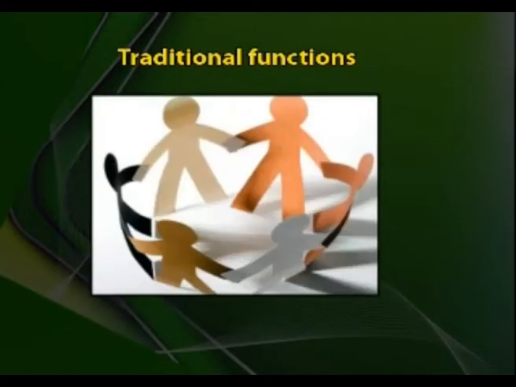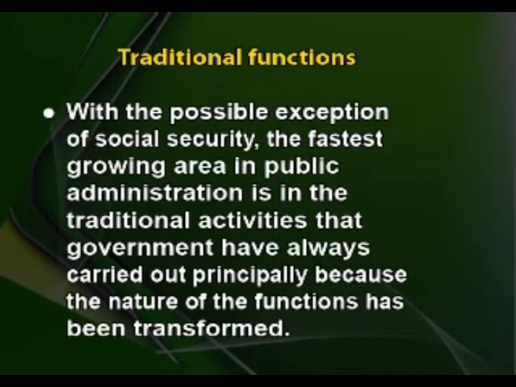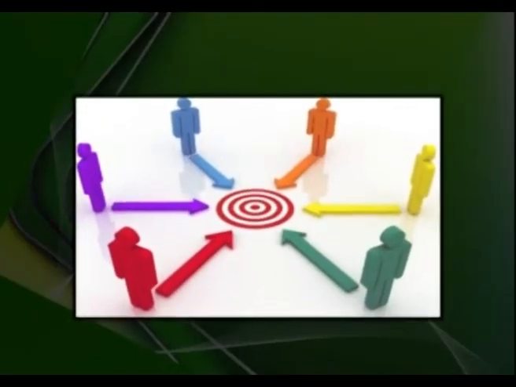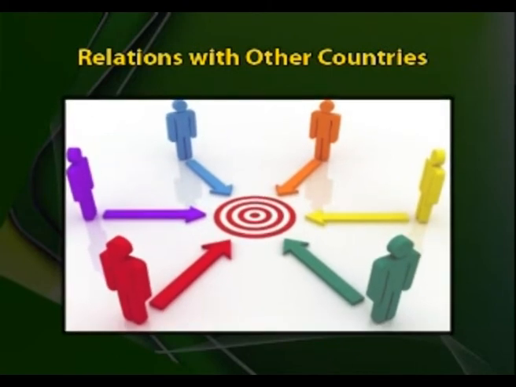Now, the state in developing countries and its traditional functions. With the possible exception of social security, the fastest growing area in public administration is in the traditional activities that governments have always carried out, principally because the nature of the functions has been transformed. Health, social security and other things we can keep aside, but a fast growing area in public administration is the traditional activities of the government. What are these traditional activities? The first important area is relations with other countries.